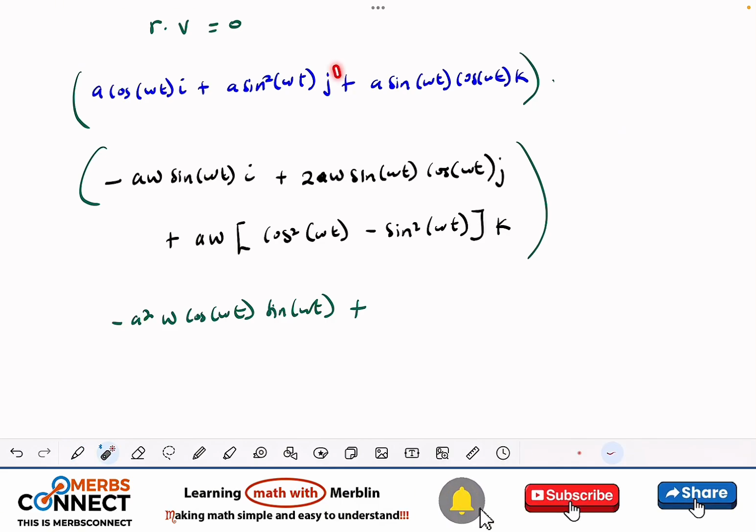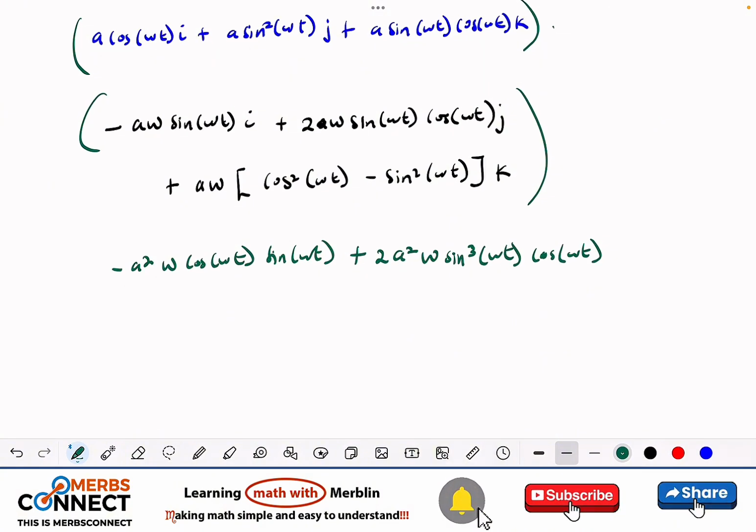Plus, then I multiply this to this. When I multiply this one to this, I'm going to have 2a squared omega, then I'm going to have sine to the power 3 omega t cos omega t. So when I multiply this sine to this sine, it will be 3 here, right? And then I have my cos here. Then the last one will be plus.